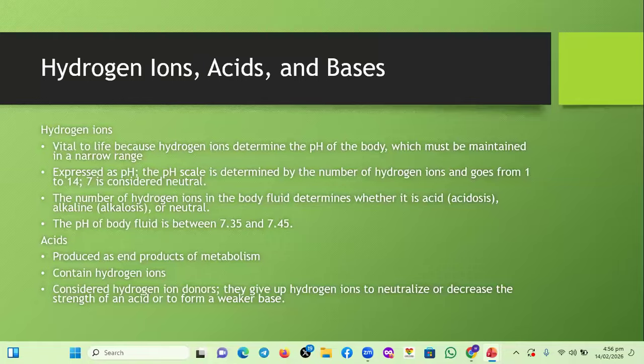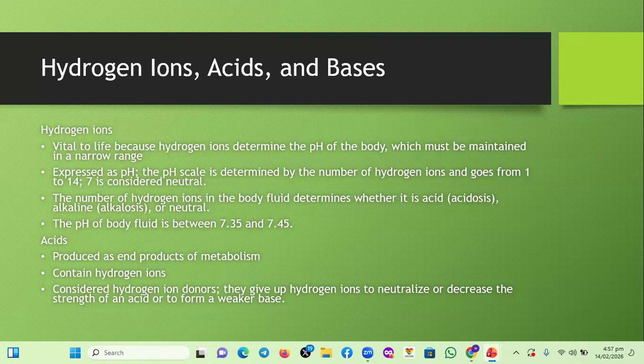Now, I said that the hydrogen ions give us the pH, or determine whether the body is acidic, alkalotic in nature, or a base. So depending on the number of hydrogen ions in the body, it will determine whether the body is acidic or the body is a base. Or the fluid is a base.